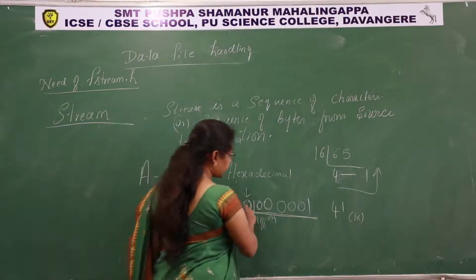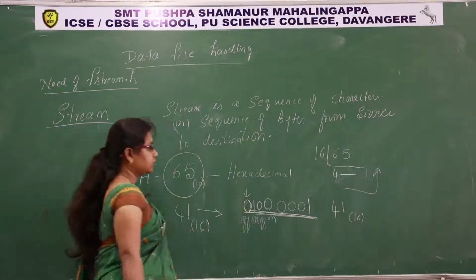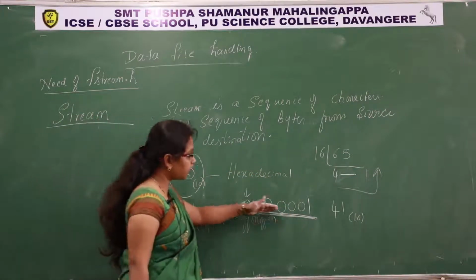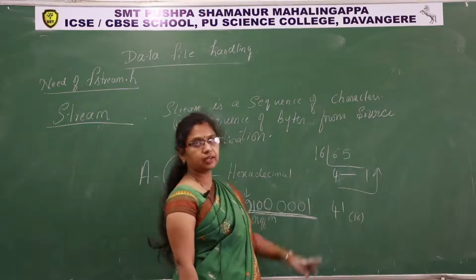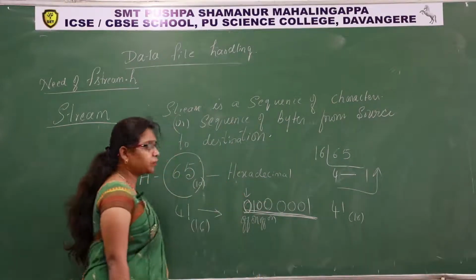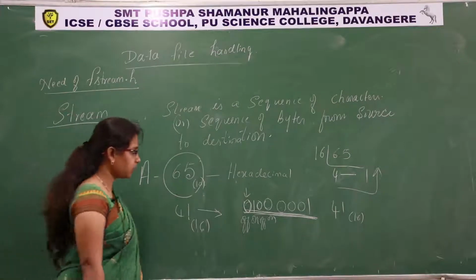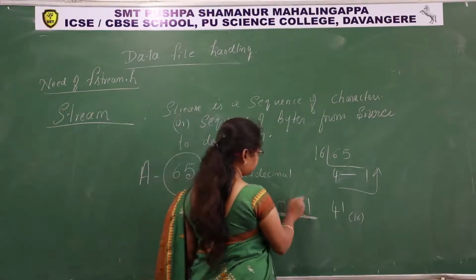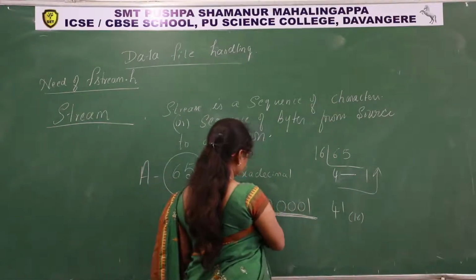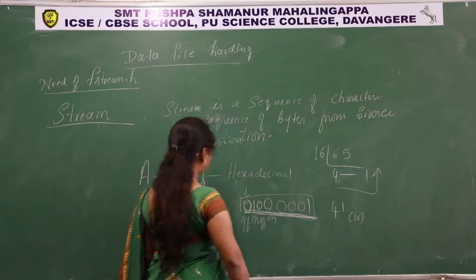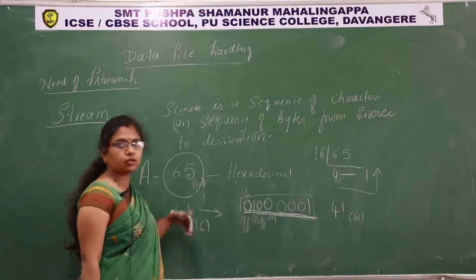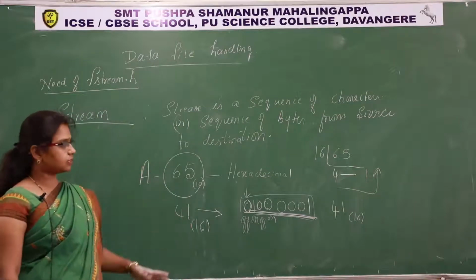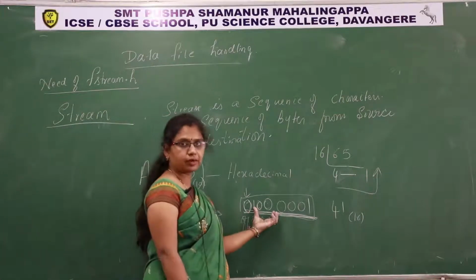So this stream, we call it the flow of a sequence of bytes. When we say sequence of bytes, 1 byte is equal to 8 bits. Here let us consider 8 bits: 1 2 3 4 5 6 7 8. This is 1 byte. Similarly, another data is another 1 byte. So a sequence of bytes represents data, and this is 1 byte.